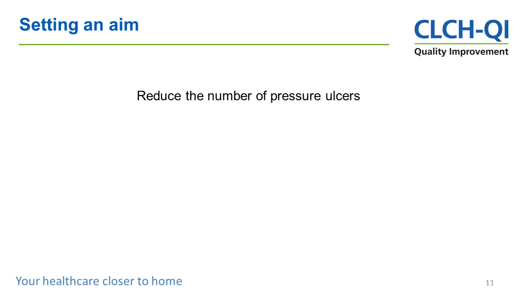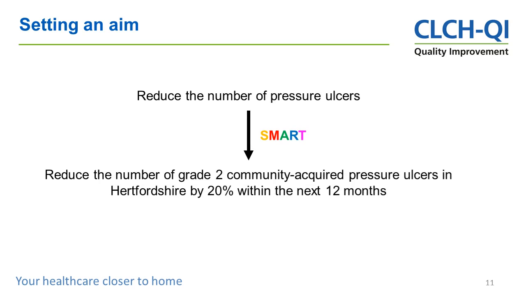So just to make it a bit more tangible, I think it's helpful to work through an example. So this is an example of an aim statement that is not SMART. So in this case, it's to reduce the number of pressure ulcers. So thinking back to that acronym, thinking back to those questions, what, where, when, how much, making this smarter would be to reduce the number of grade 2 community-acquired pressure ulcers.